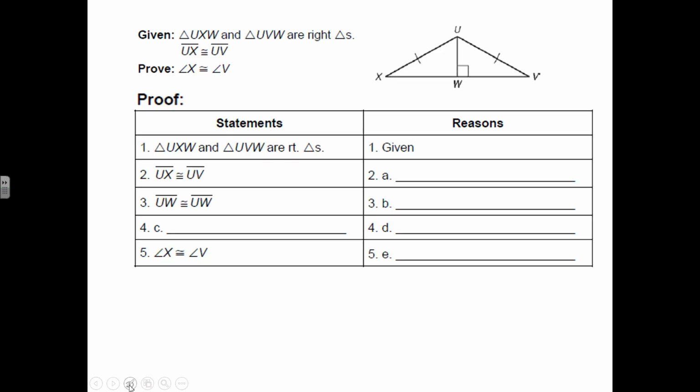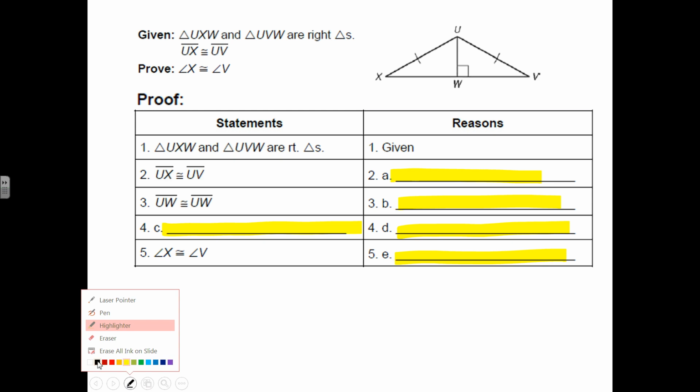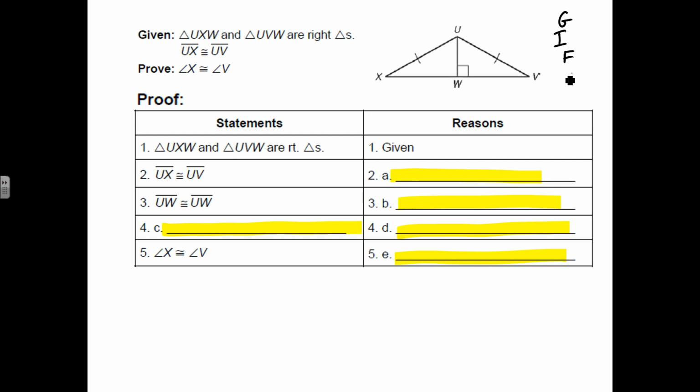Let's try another pair. Once again, do not go for these blanks. Keep your fingers off those blanks, please. Instead, we're going to walk ourselves through given, implied, freebies, talk through. Let's start by marking the given. You're told that triangle UXW and triangle UVW are right triangles.